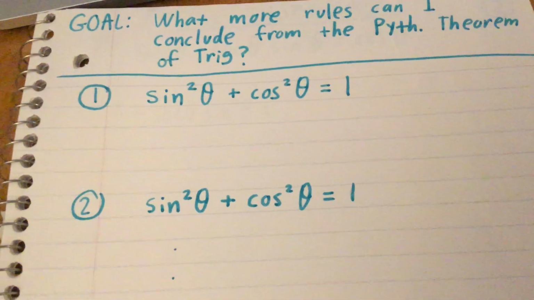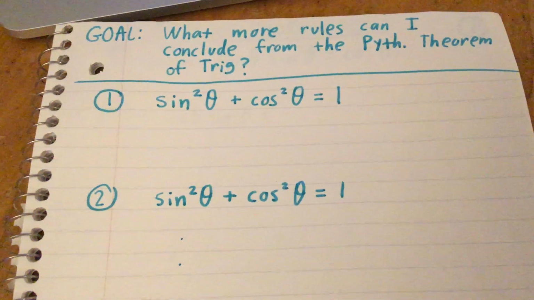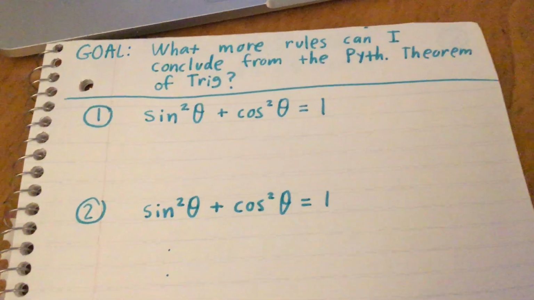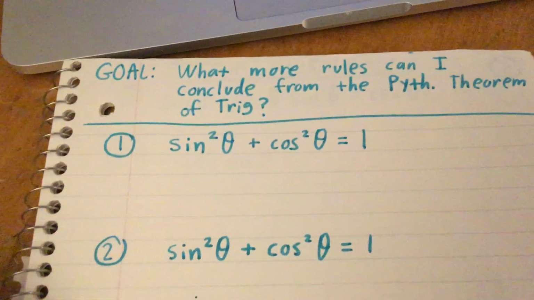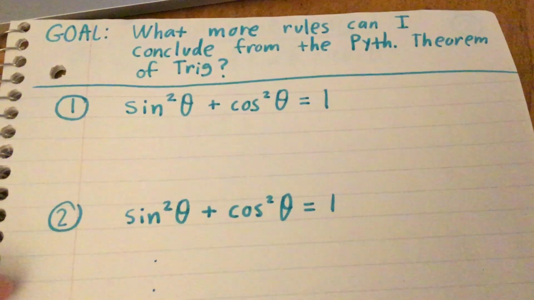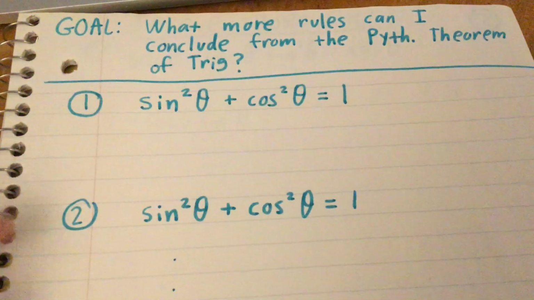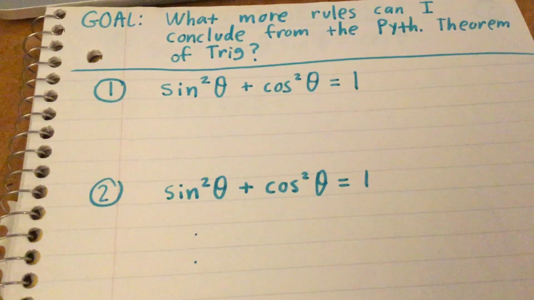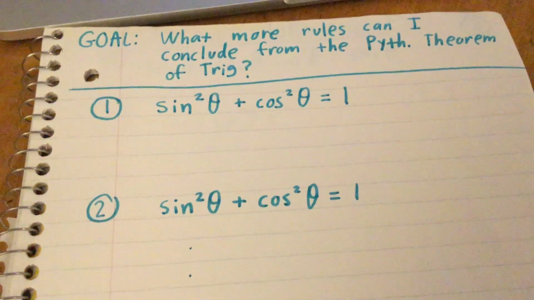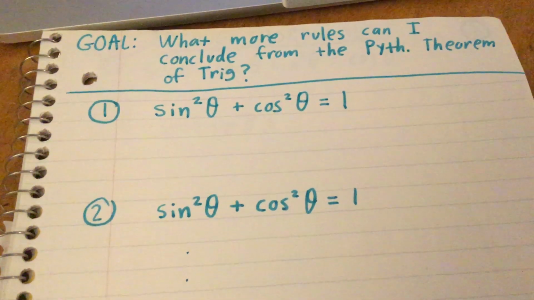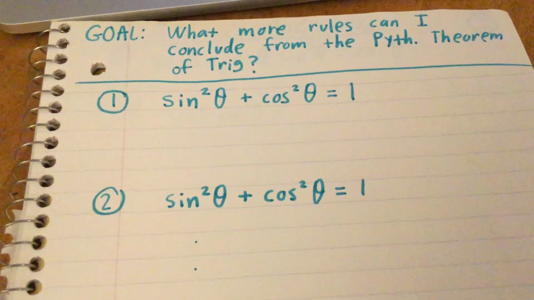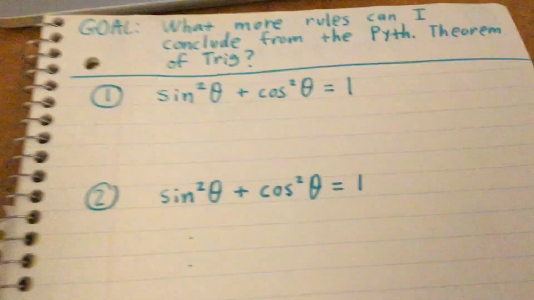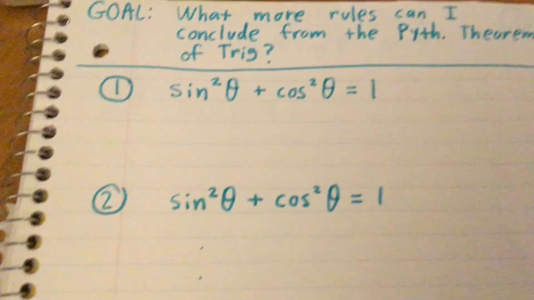So the goal for today is to figure out what more rules I can conclude from the Pythagorean theorem of trigonometry, and we'll have time for 2 proofs today. This is just about expanding my toolbox so I'm an unstoppable force. I can use the Pythagorean theorem of trigonometry to do harder proofs, kind of like your RPG character in a video game.